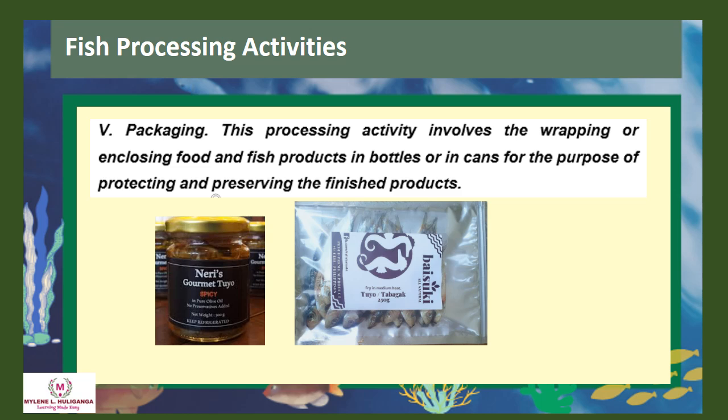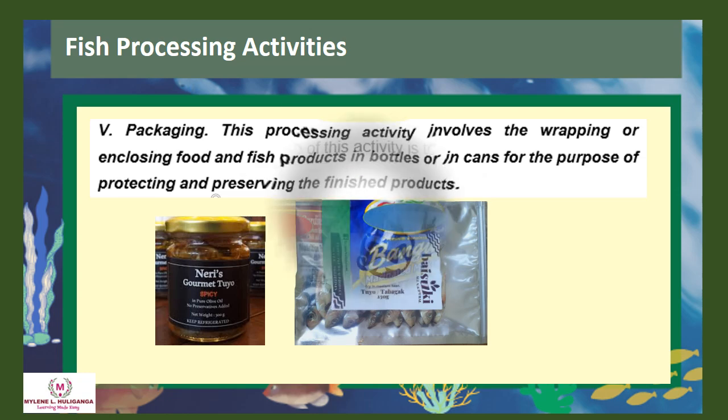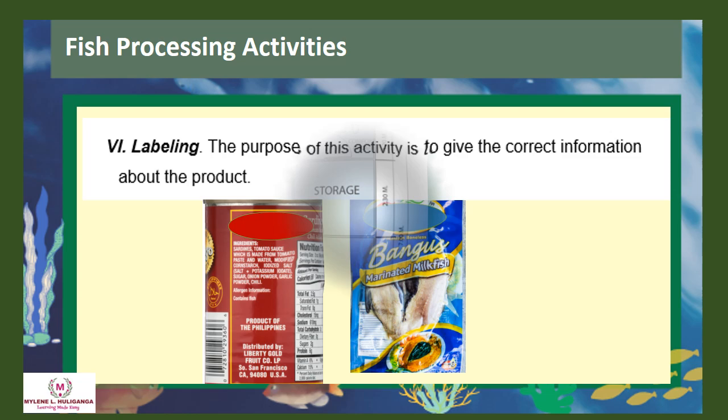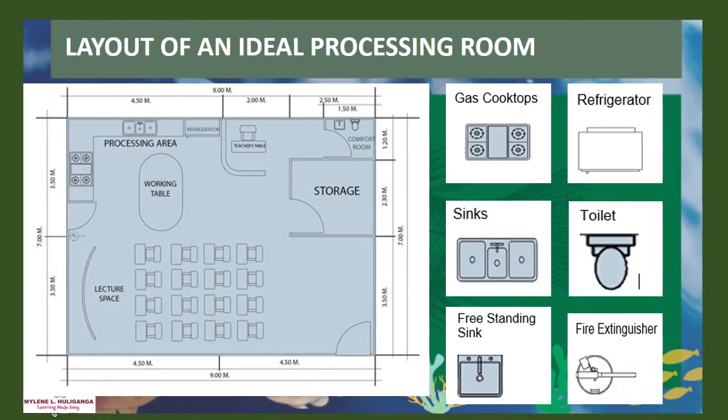Packaging. This processing activity involves the wrapping or enclosing food and fish products in bottles or in cans for the purpose of protecting and preserving the finished products. Labeling. The purpose of this activity is to give the correct information about the product. Here is one example of a layout of an ideal processing room.